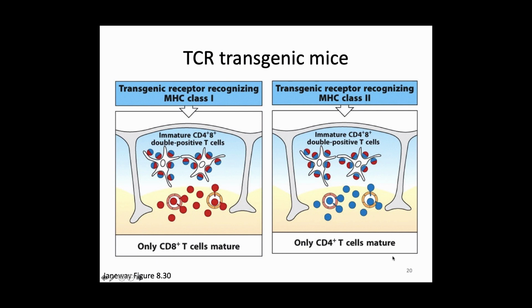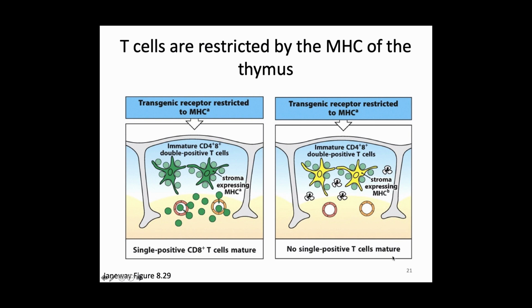So here you can see that if we inserted a transgenic receptor, an alpha and a beta chain that recognize MHC class 1, in the end, we would only get CD8 positive T cells. 100% of the peripheral T cells in that mouse would recognize whatever the antigen was that we put in. And with MHC class 2, if we put in a transgenic receptor recognizing class 2, in the end, we would only get CD4 positive T cells to mature.